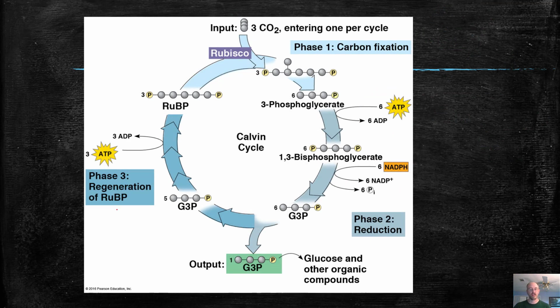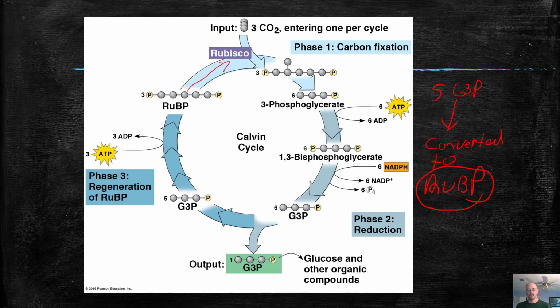So phase 3, regeneration. In regeneration, we take 5 G3Ps, which you should know that one, and they are converted with the help of some more ATP, converted to RUBP, which is the final product of the Calvin cycle, as well as the first reactant that's going to be fixed to CO2 in the next round.